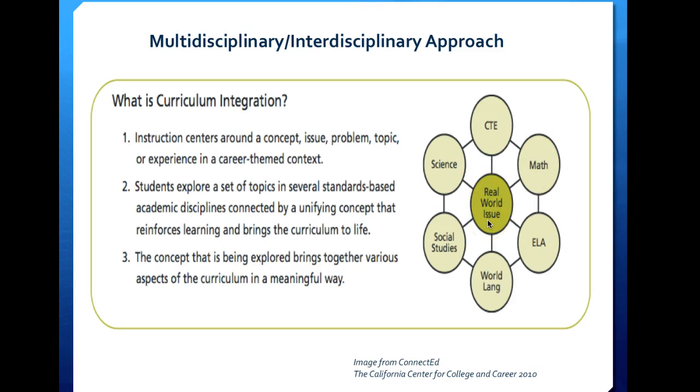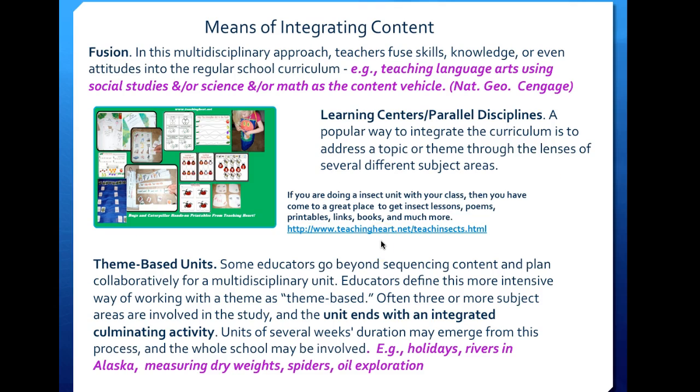This is really what you want to be thinking about when you're doing everything you do. Everything you do needs to stem from that real-world issue. These are means, and I'm not going to read through these so much as just point them out to you. Fusion. You'll see a lot of commercial curriculum content that does a lot of fusion, so you're teaching language arts using social studies and/or science and/or math as the content vehicle. For example, National Geographic Sungauge.